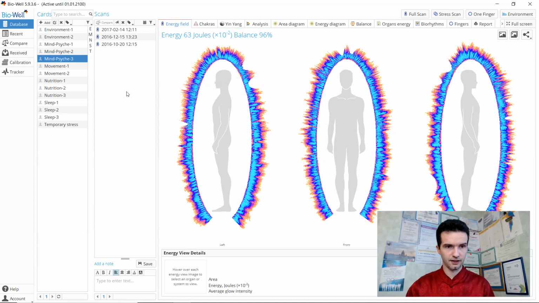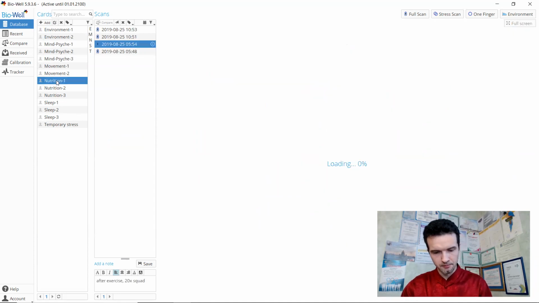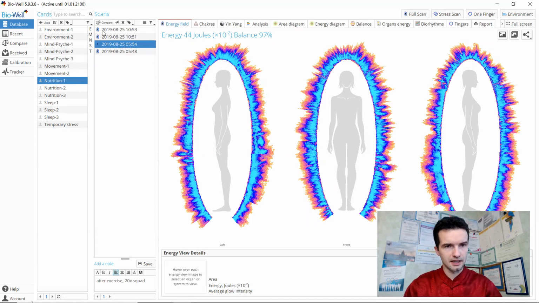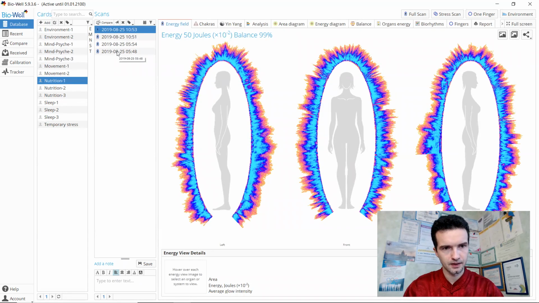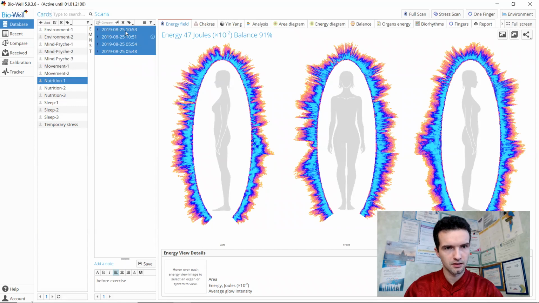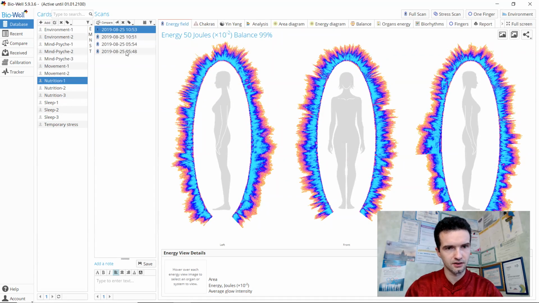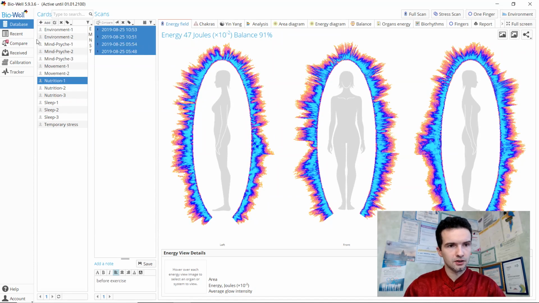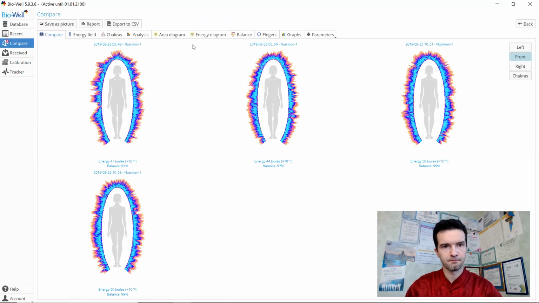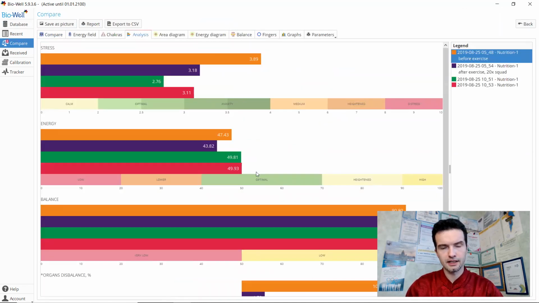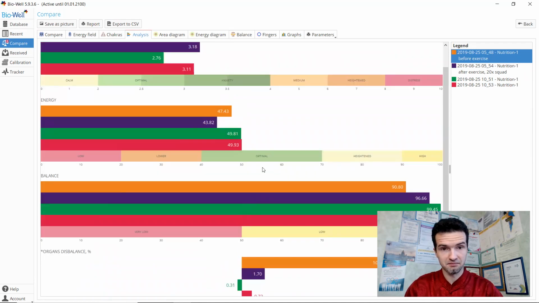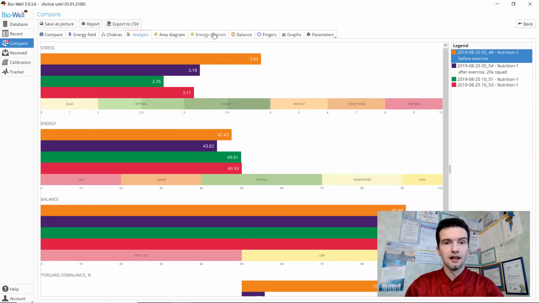So, the second sphere that is important for us. Let's take, for example, nutrition. So, in this case, the person was scanned again 4 times, before exercises, after exercises, and it was repeated several times. If we send this to compare, on the analysis tab, nothing drastically interesting.